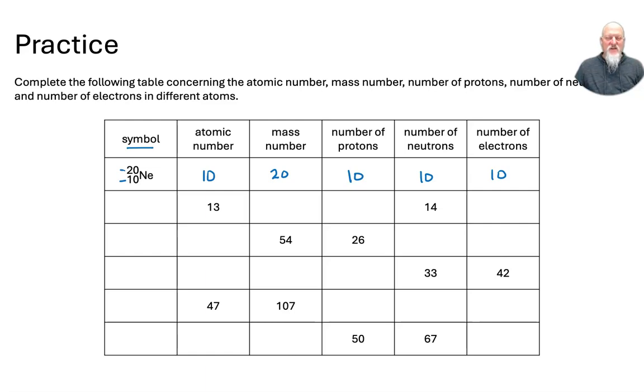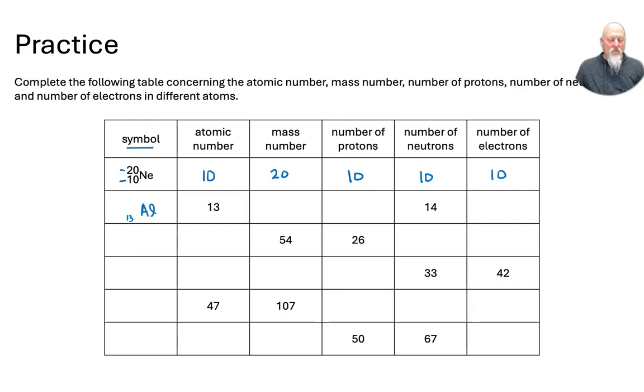All right? Next one, atomic number 13. If we look at the periodic table, that is aluminum. So I'm going to write Al here. And we know the atomic number is 13. We still have to figure out the mass number, and that's going to go up there.